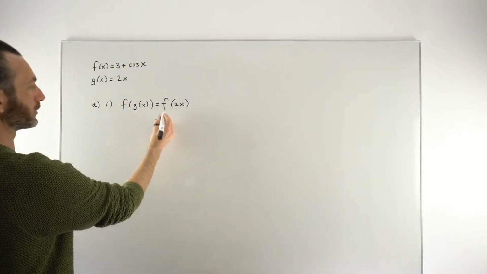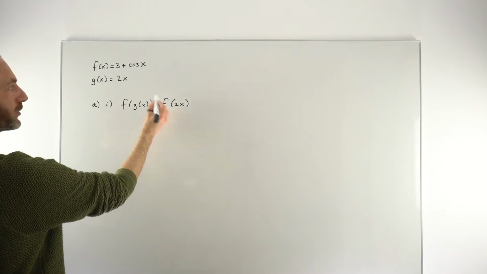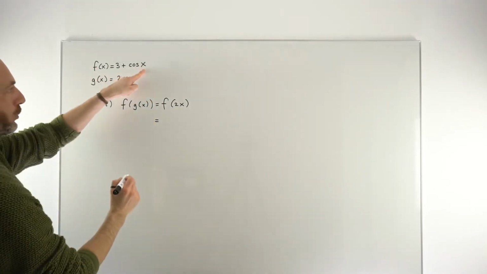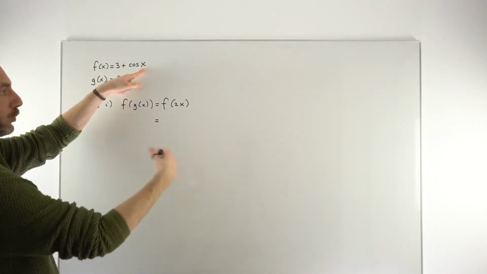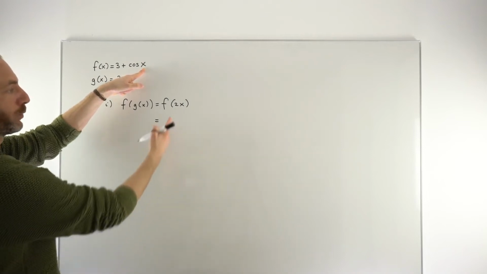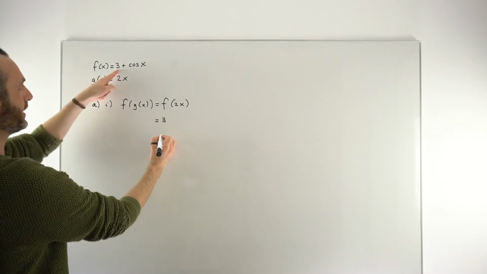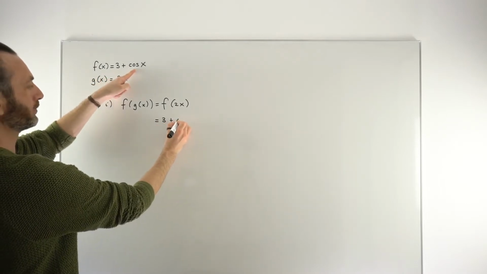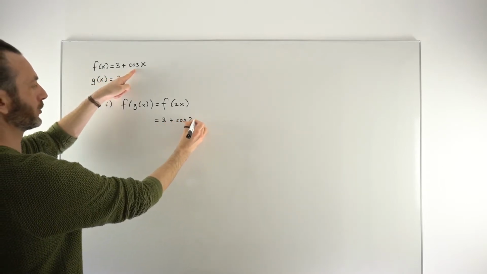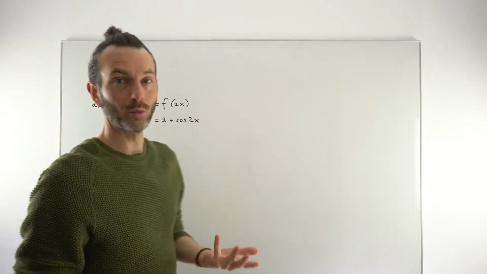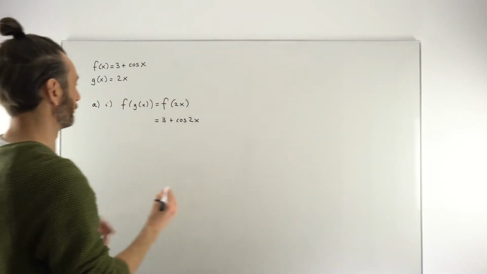Then we're looking at the f function, and everywhere there's an x in the f function, which is only in this one position, or it could be many positions, we're replacing that x with 2x. So it's just going to become 3 plus cos, but instead of x, it's going to be cos 2x. And at that point, we're done. That's all you've got to do with that one.